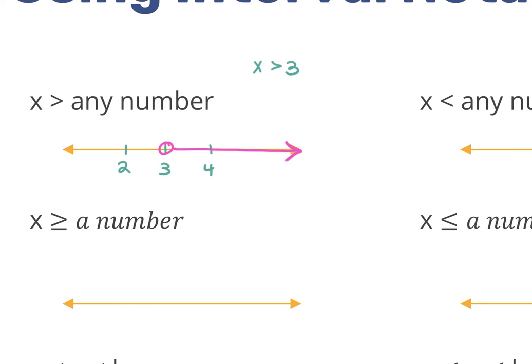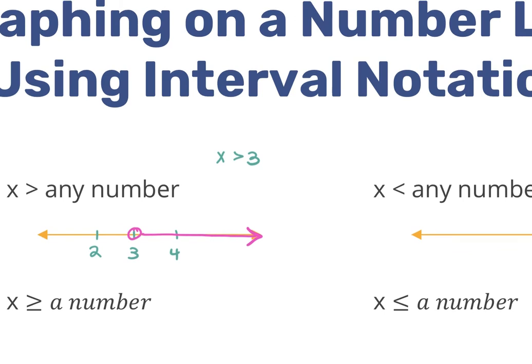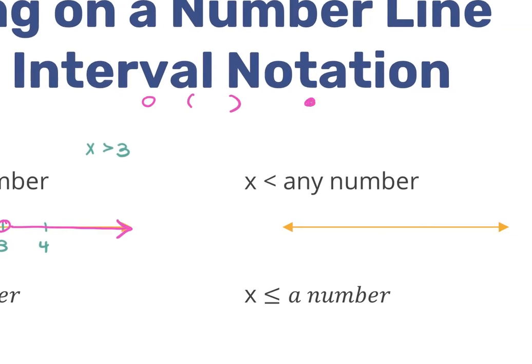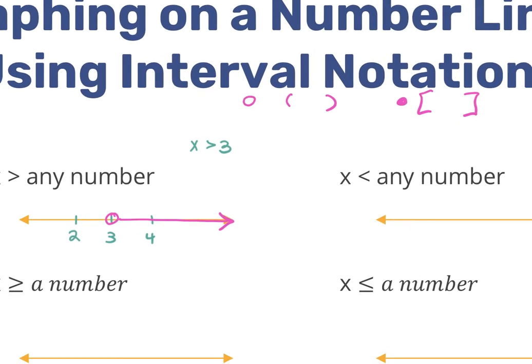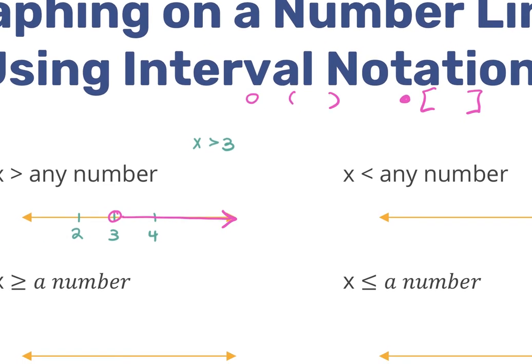What the difference is when you get to interval notation is instead of open dots, we use parentheses. And instead of solid dots, we use brackets. So that open dot becomes a parentheses because it's not or equal to, it's just greater than. So my parentheses is gonna be on the number and it's gonna point to the right. If you're talking about what values actually are true for this, 3 itself does not work because it has to be greater than 3.